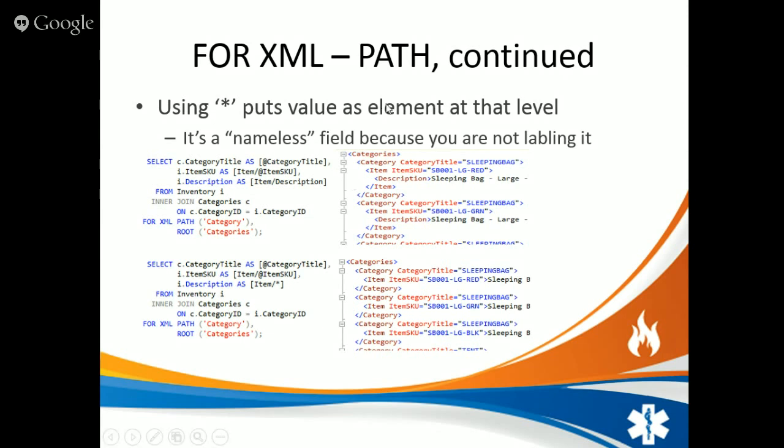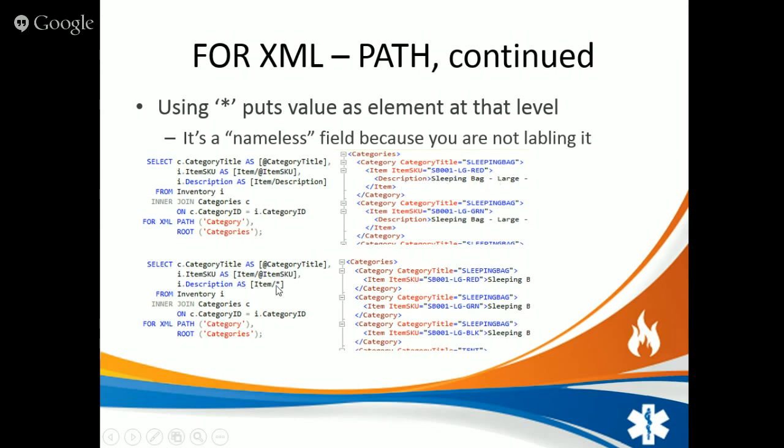So if you use an asterisk in your column alias, it will put that value in your XML without adding a title to it. In the first example here, we select category title as an attribute, item SKU as an attribute, and description just as a value. So we can see in the results, we have our category title attribute, item SKU attribute, and description value as an element in the description node.